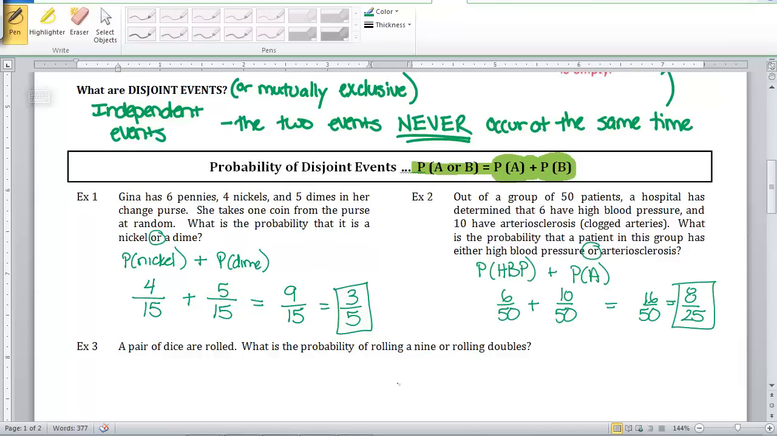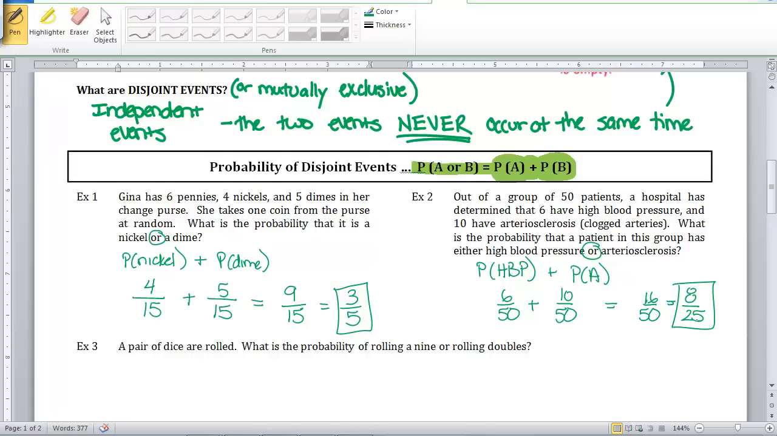In example 2, there were 6 people that had high blood pressure out of the total of 50 patients. There were also 10 people that had the other condition. So again, because it's "or," if I add these 2 independent events together, 16 out of 50 simplifies to 8 out of 25.